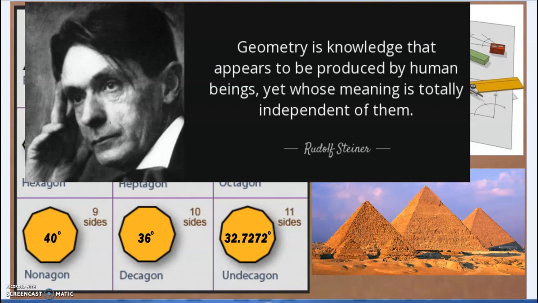Geometry is knowledge that appears to be produced by human beings, yet whose meaning is totally independent of them. As far as you go back in time around this esoteric philosophy, again back to Pythagoras and Plato and the evidence of Egypt much earlier, you cannot stress the importance of math and geometry enough. They are the foundation, the building blocks of science in general.